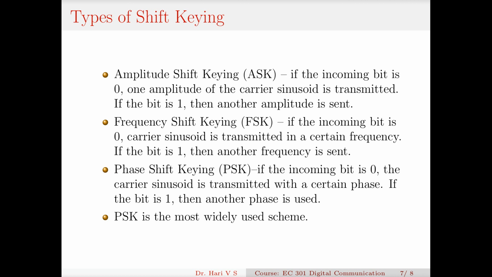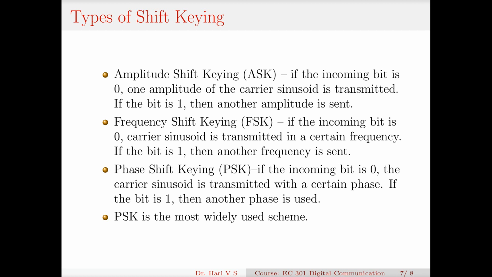So these are the different types of shift keying. One is amplitude shift keying or ASK. That is, the modulation is done in the amplitude of the carrier. If the incoming bit is 0, then the sinusoid is transmitted with one amplitude. If the bit is 1, you use another amplitude. So you switch between amplitudes.